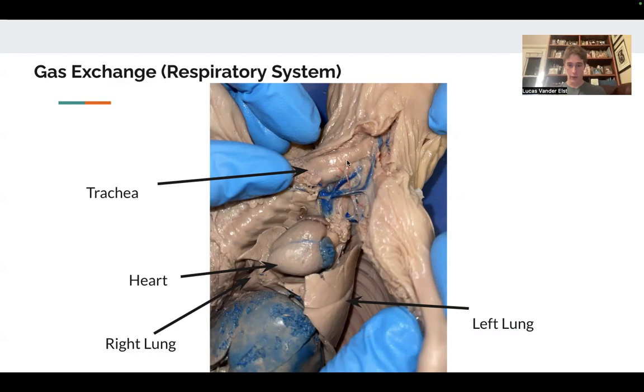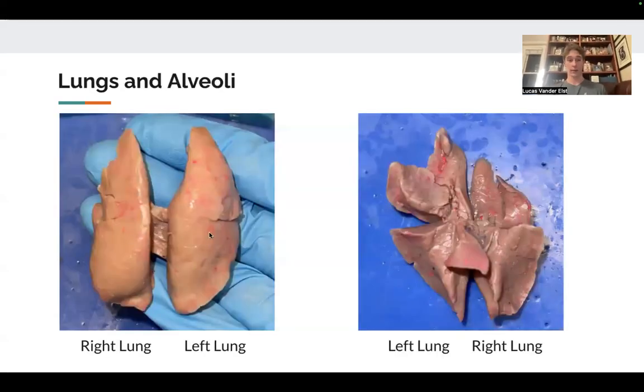So over here, this is the trachea. It's been pushed aside in my dissection. Then the air will flow down the trachea into two bronchi, one on each lung, and then that will filter into many bronchioles. So here we have the left lung, right lung, and the heart is over here. This is just some orientation. So here's a close-up of the lungs.